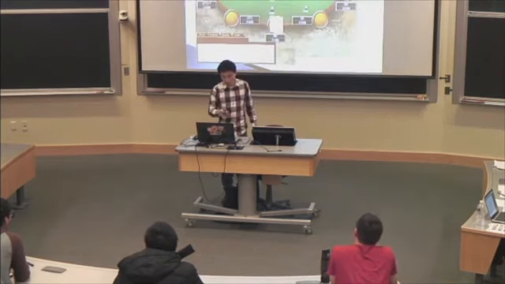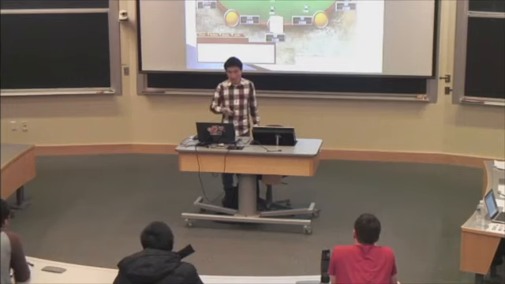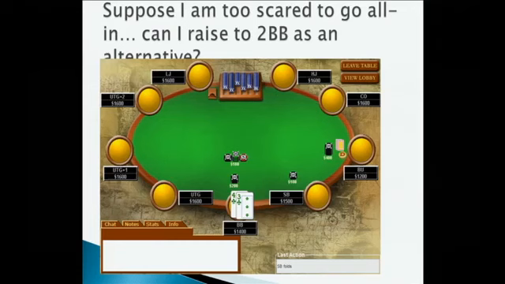Here is a situation. You have 4-3 suited. You're too scared to go all in. Can I raise to 2 big blinds as an alternative? Oh, so you're the button. Okay, so the button only has 8 big blinds. They started the hand with 1,600, and they make it 400 with only 1,200 behind.